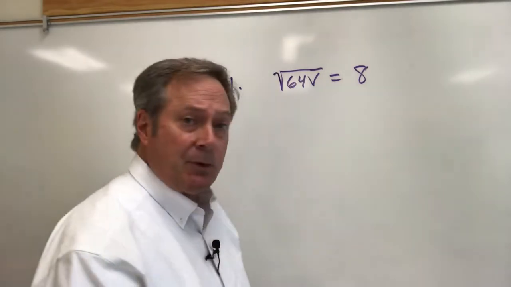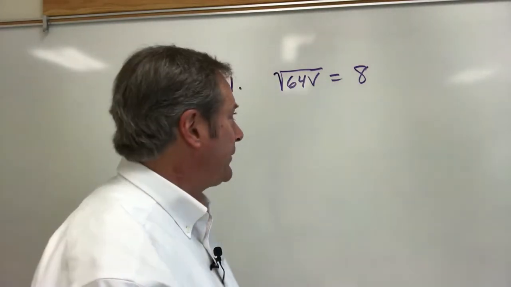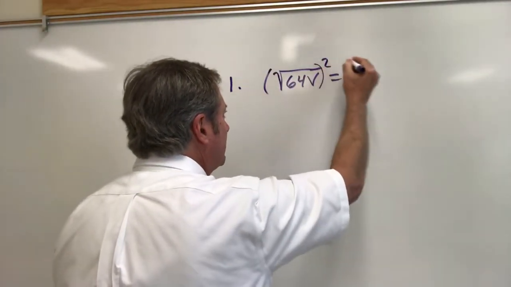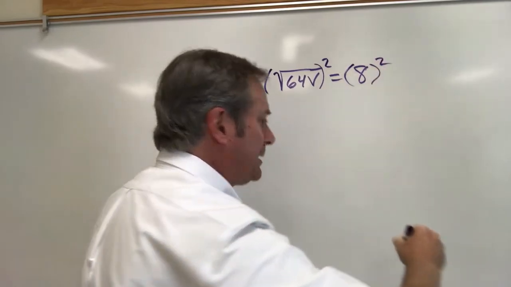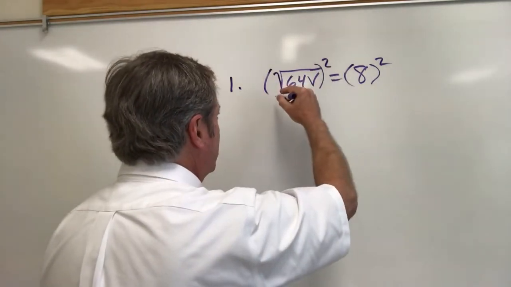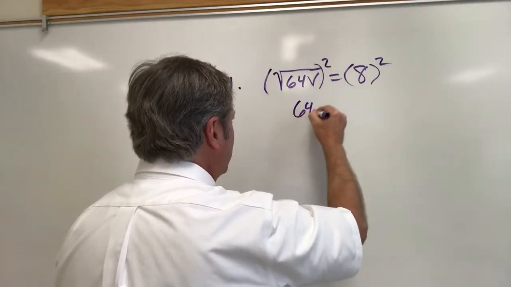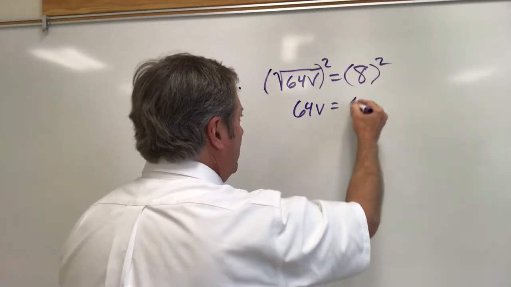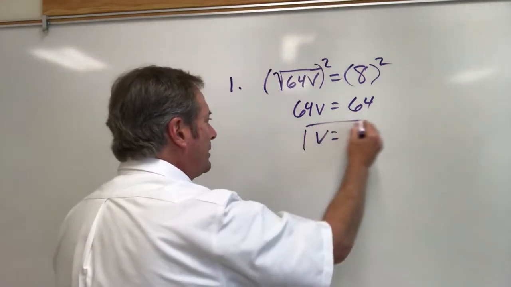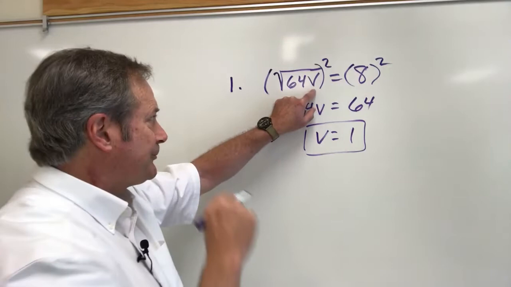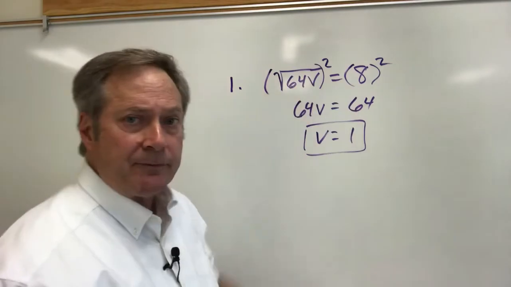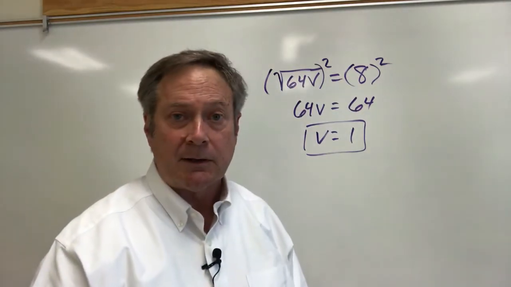Now this first problem is square root of 64v equals 8. And to solve for v, we want to get rid of the square root operation, and the inverse of that is to square it. So the square root of 64v squared is simply 64v. 8 squared becomes 64. Dividing both sides by 64, v is equal to 1. Now we plug it back in mentally real quickly. 64 times 1 is 64. Is the square root of 64 8? Sure. And so that does check.